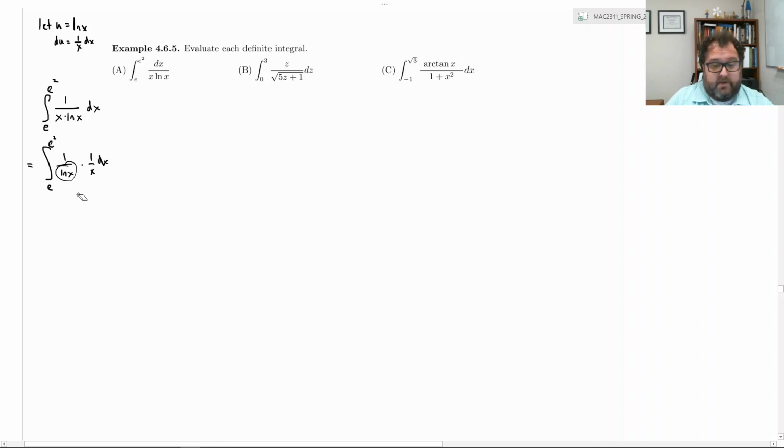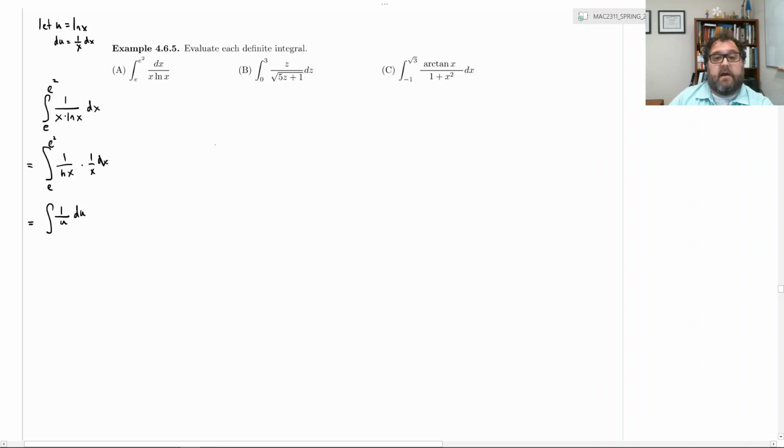Okay, so now I'm ready to change over to my new variable, and let's see what that does for us. Now remember, we can't forget to change over our limits of integration. So I'm going to leave those blank for right now, and then just substitute. Okay, natural log x, that's u, and then 1 over x dx is du. So I get this integrand.